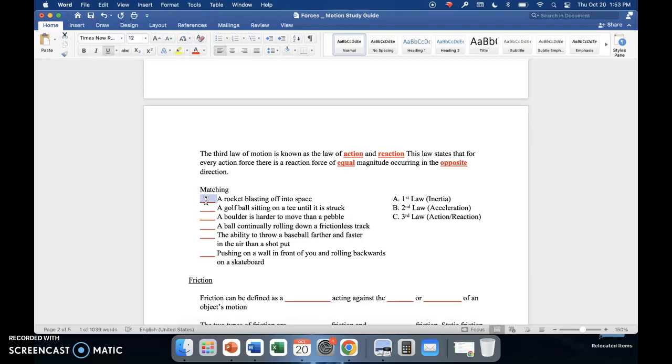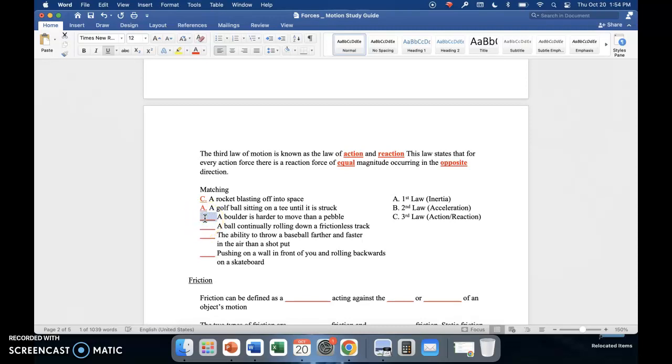If a rocket blasts off into space, what is that? That is letter C, the third law of motion. The rocket pushes against the gas, and the gas pushes back. A golf ball sitting on a tee until it's struck, well, that is our first law. That golf ball has inertia. It doesn't want to move, so it's going to stay where it's at until a force acts on it.